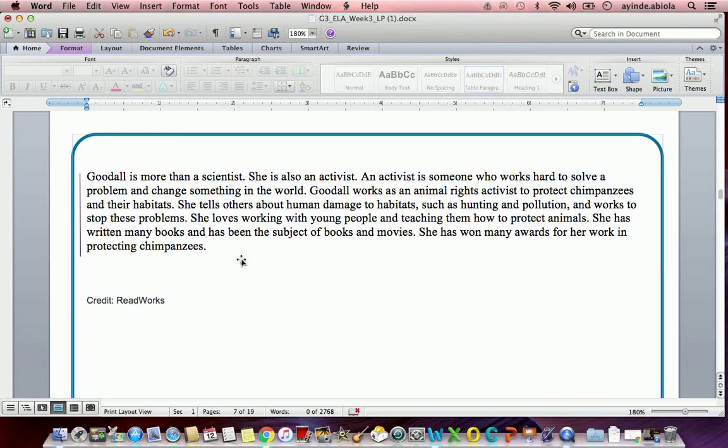All right, guys, go ahead, circle, underline, or write a margin note for this paragraph. Give you about 10 more seconds.